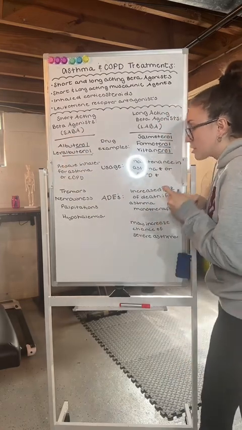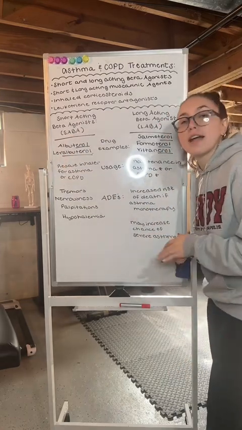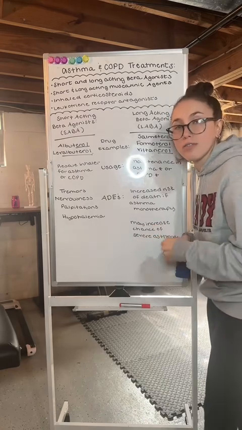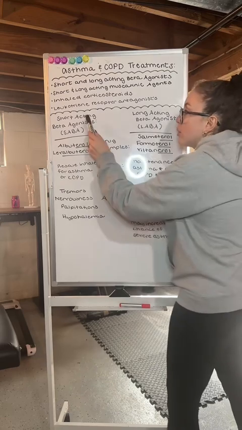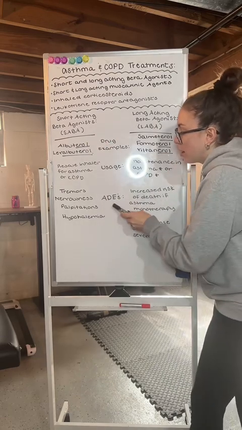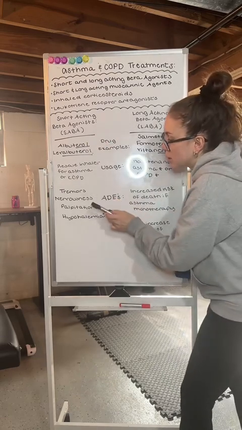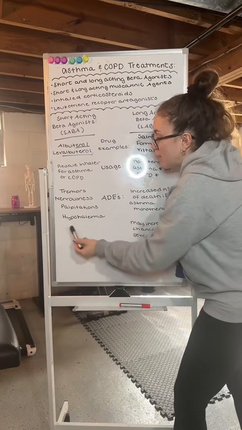Now, let's talk some more about some adverse drug effects. Like all drug classes, we do have some adverse drug effects. You're not going to see these in every patient, but it is important to know. So, with our short-acting beta agonists, our examples include tremors, nervousness, palpitations, and hypokalemia.